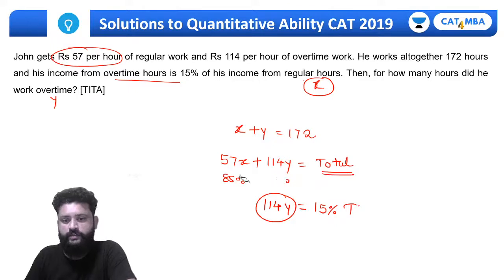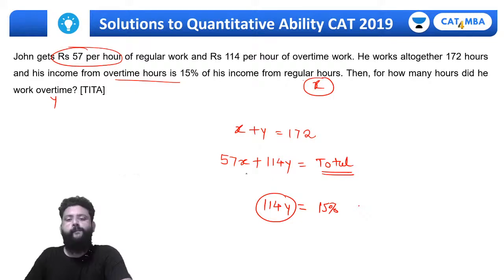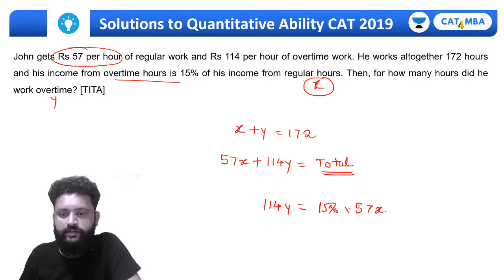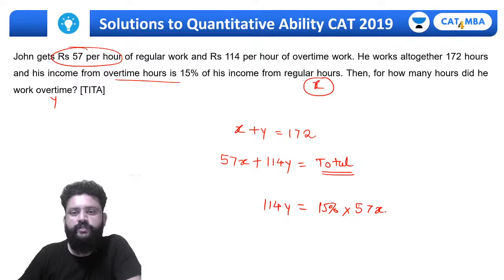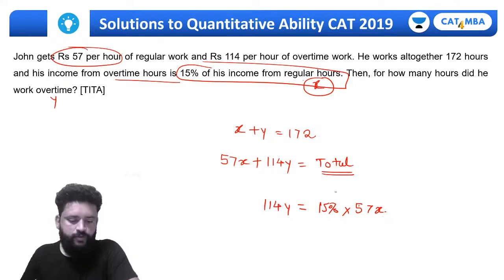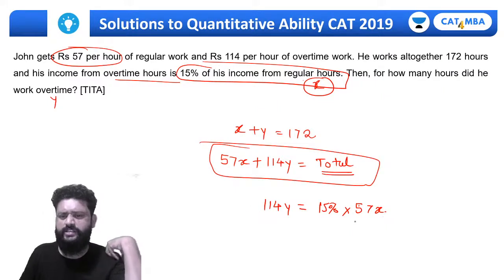Oh sorry, it's 15, my mistake. It's 15% of regular hours, so 15% of 57x, right? Yes, right. So that was my mistake. It's not of total, this is of regular. 15% of his income from the regular hours, so definitely you'll get the ratio of x is to y. So as such we don't need this equation, you can just use this equation and get the ratio of x is to y.